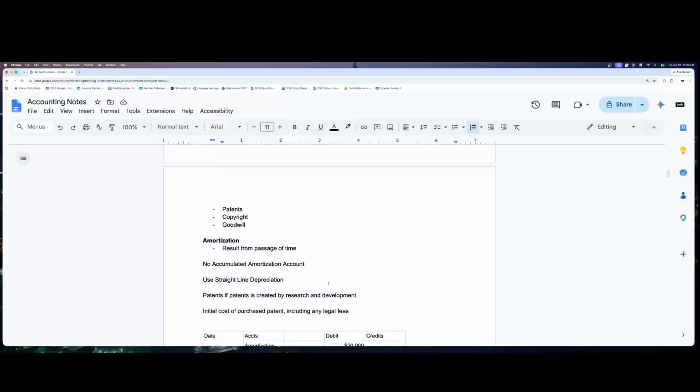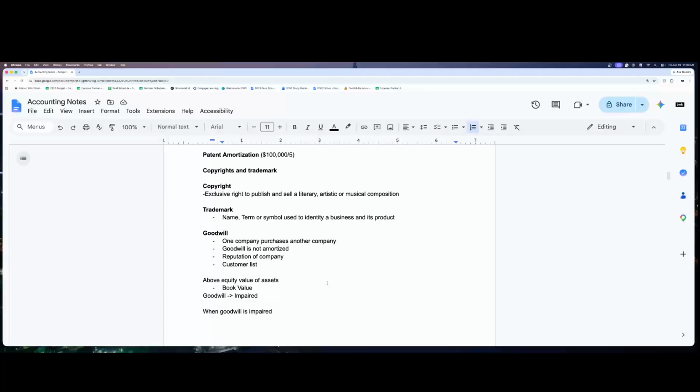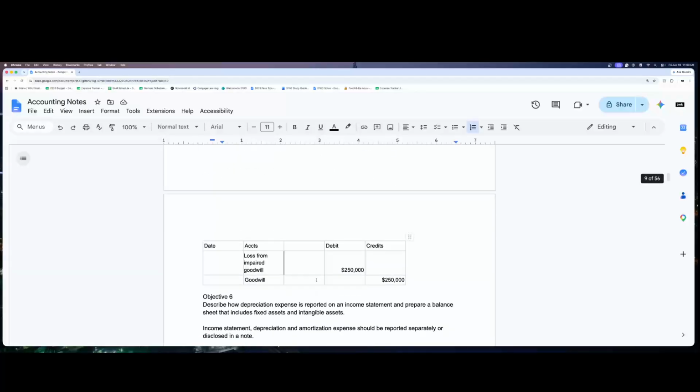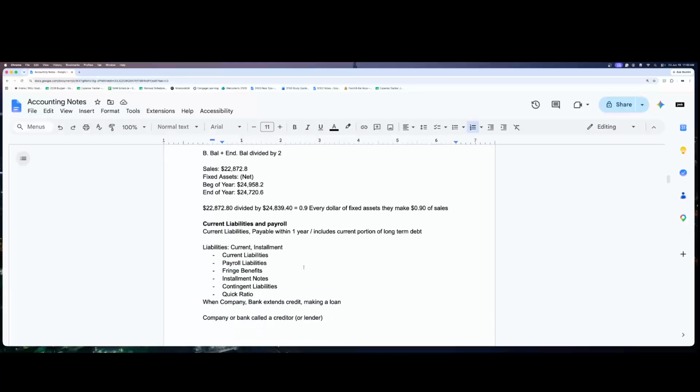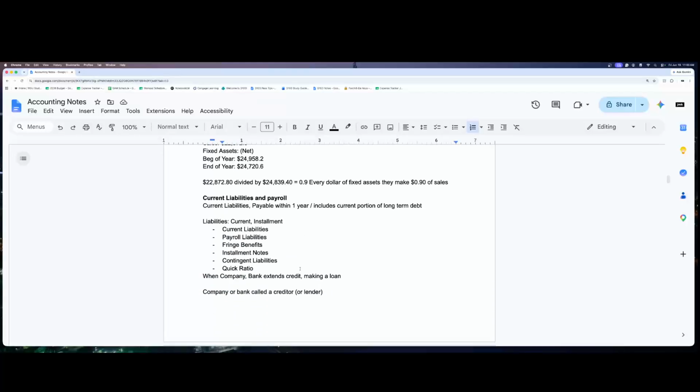Tangible assets and how intangible assets amortize instead of depreciate; it's the non-tangible version of depreciation. Patent amortization, copyright, trademark amortization, goodwill amortization, different types of turnovers, like fixed asset turnover ratios. Okay, these are ratios we'll look into later. That's an important thing.